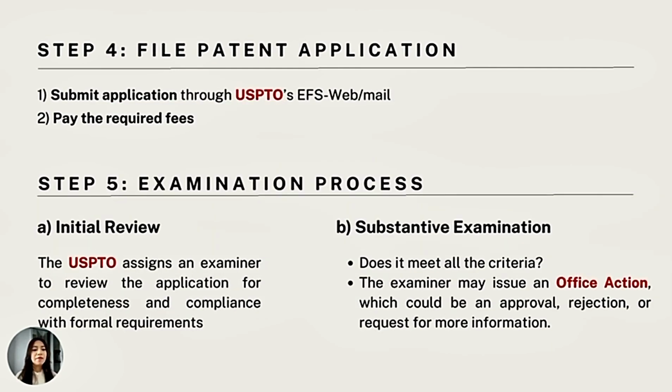So at step 4, you file the patent application. This is through the USPTO EFS web or through the mail, and you pay the required fees. After you have applied for the patent, there's an initial review. The USPTO assigns an examiner to review the application for completeness and compliance, to see if it meets all the formal requirements.